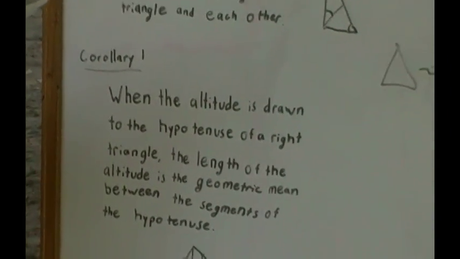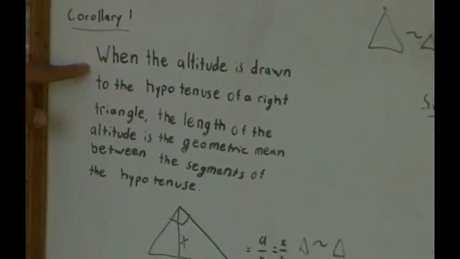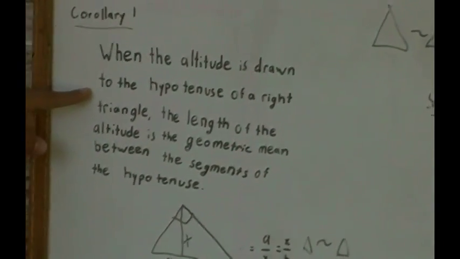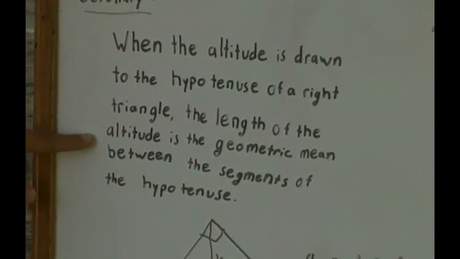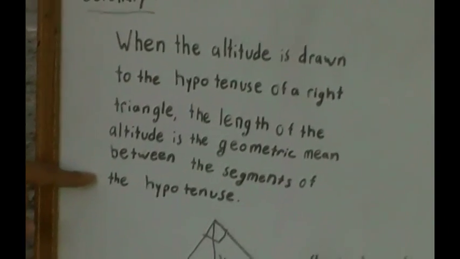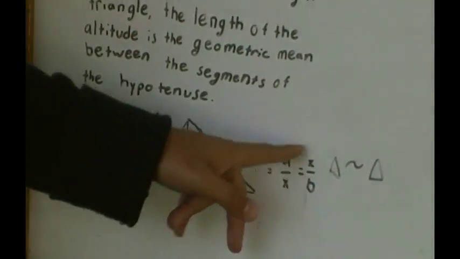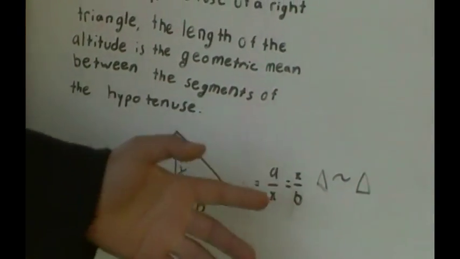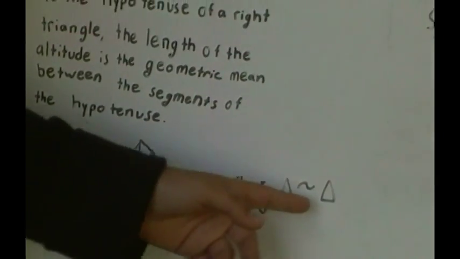Now on to corollary 1. When the altitude is drawn to the hypotenuse of a right triangle, the length of the altitude is the geometric mean between the segments of the hypotenuse. This means a over x equals x over b. This is because of the first theorem that the two triangles are similar to each other.